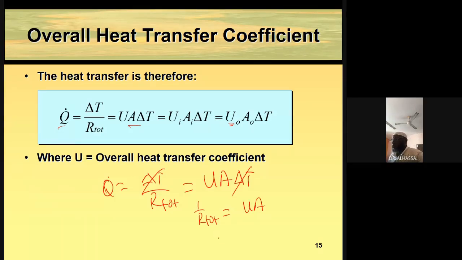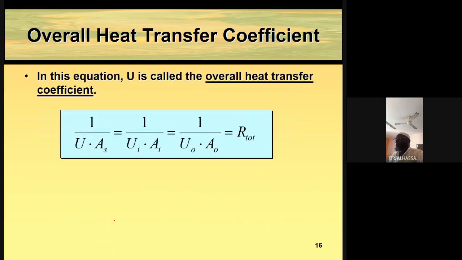So what is U? U is given by 1 over R total times the area. So whenever you are talking about UI, it is given by 1 over R total times AI. And similarly, if it is UO, then it will be 1 over R total times AO, in this way. Okay? So that's what we have over here. So anytime you want to calculate the total thermal resistance, if you know the overall heat transfer coefficient and the area, you can easily find the value for R total.